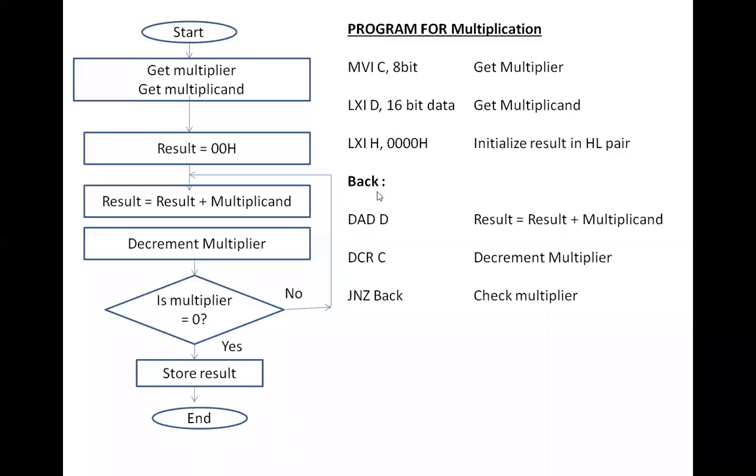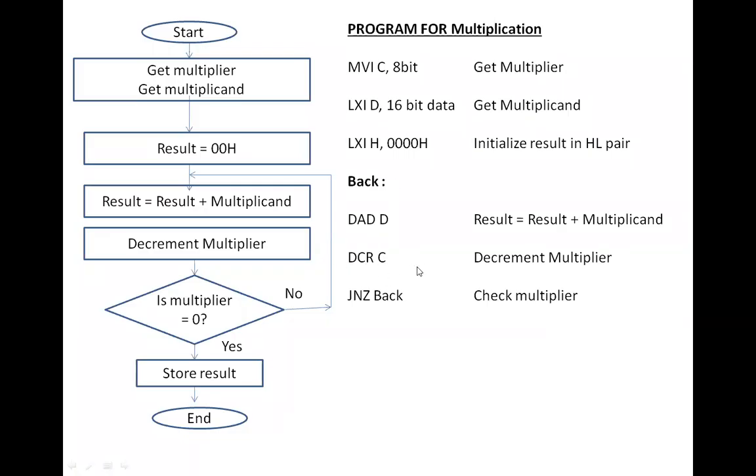Once it goes back, again it will start the DAD operation, that is adding the result with the multiplicand. Previous result was 0006. It is again added with 0006, the multiplicand. So it will become 0012. Actually, it will not be 0012, it will be in hexadecimal. So it will become 000C.